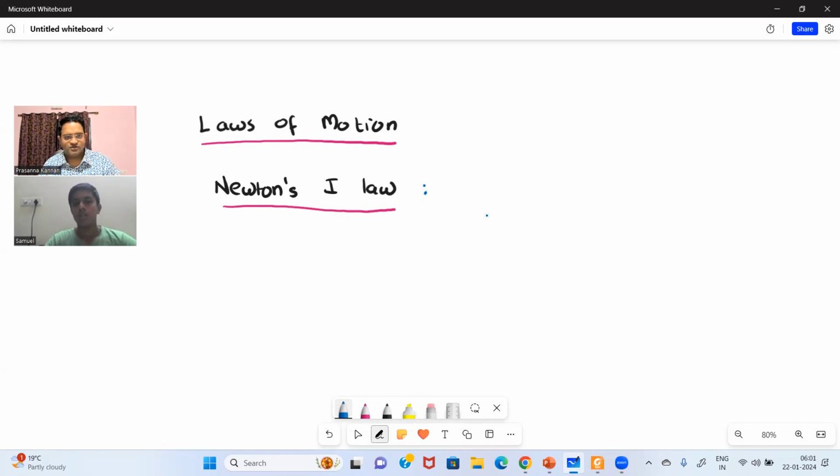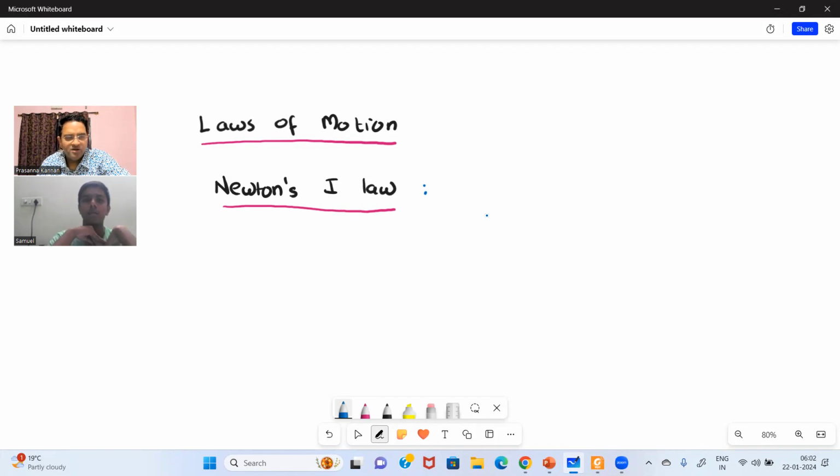Newton's first law states that if the net external force acting on a body is 0, then acceleration also is 0. But if the net external force acting on the body is not 0, then acceleration also is not 0. Correct. But what does Newton's first law say? What is the definition? It says that every body continues to be in its state of rest or in uniform motion along some straight line unless compelled by an external force to act otherwise.